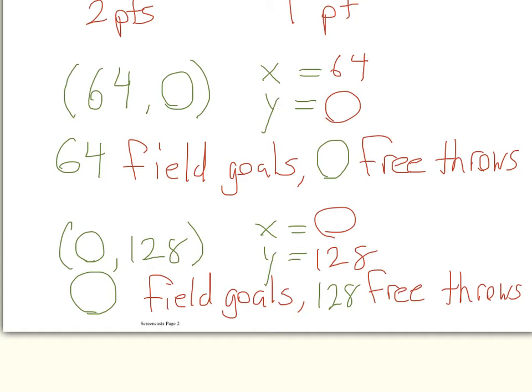I don't know what type of dirty basketball this team's playing. But what have you, it technically is a possibility, and it represents the y-intercept. Now, which is more probable? 64 field goals and 0 free throws, or 0 field goals and 128 free throws, I'd have to say that the x-intercept is probably a more likely situation. But I digress. No worries, we have interpreted what these x and y-intercepts mean. On to the last part.